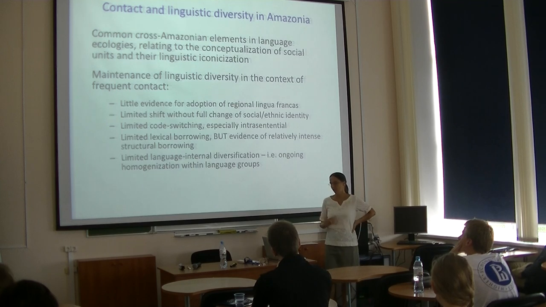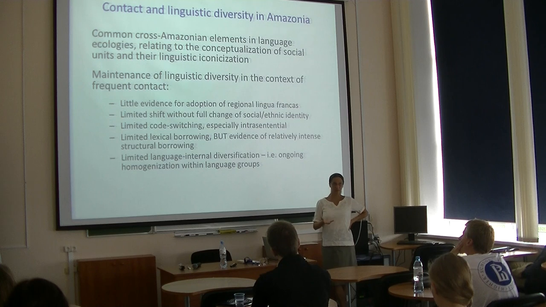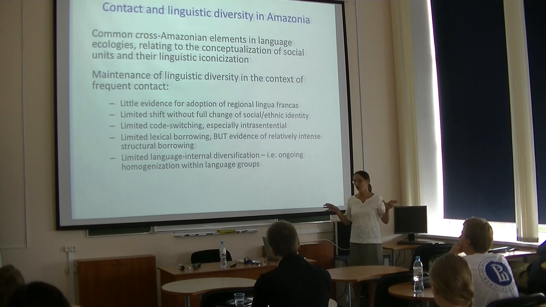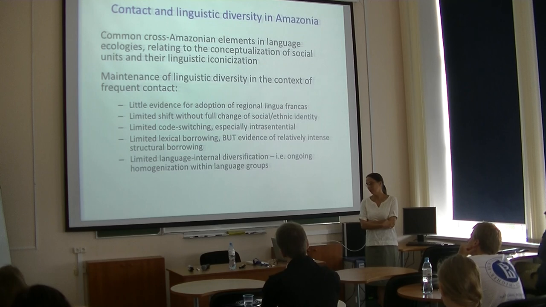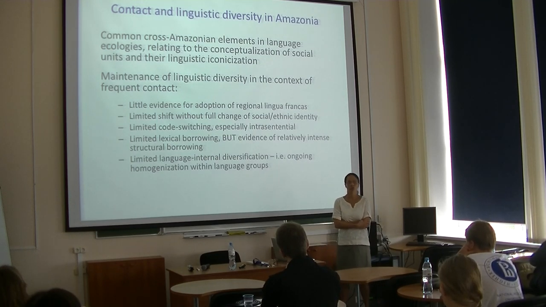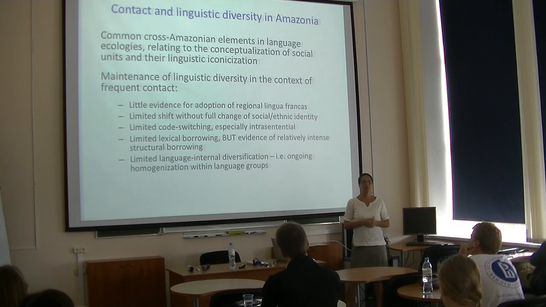So some of the things that I discussed were that there are elements across Amazonian cultures and languages that appear to be similar in different regions. Obviously plenty of differences as well, but certain parallels relating to language ecologies that have to do with the conceptualization of social units and their linguistic iconization. So how people understand the relationship between language and identity.